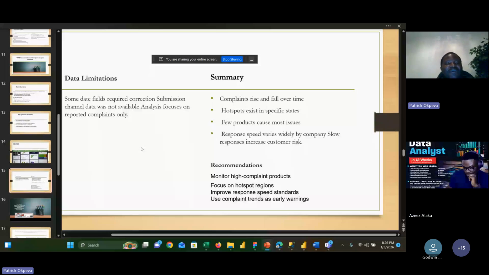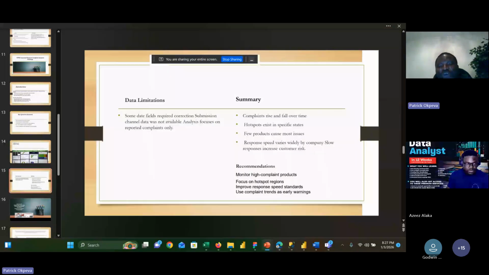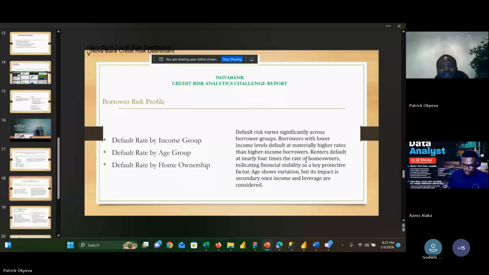Data limitation. Some data fields require correction, and submission channel data was not available. Analysis focused on reported complaints only. Summary. Complaints rise and fall over time. Hotspots exist in specific states, like I earlier stated. A few products cause more issues. Response speed varies widely by company. Slow responses increase customer risk. Recommendation. The recommendation is that.